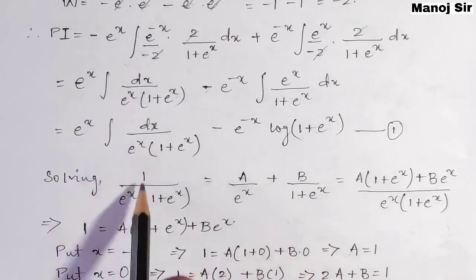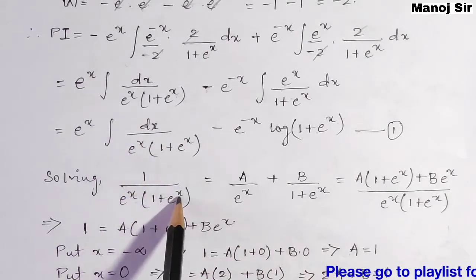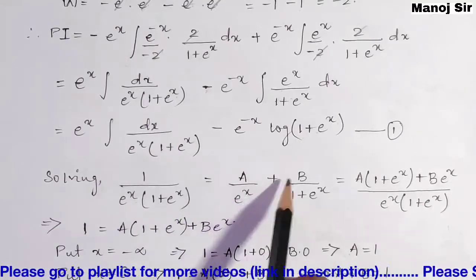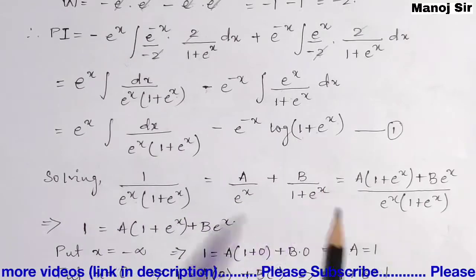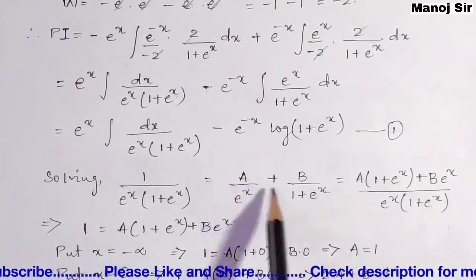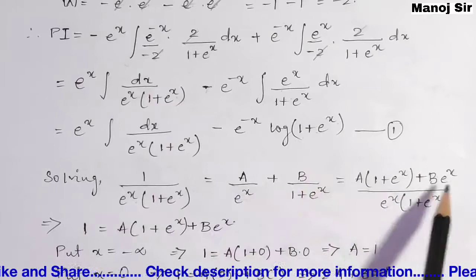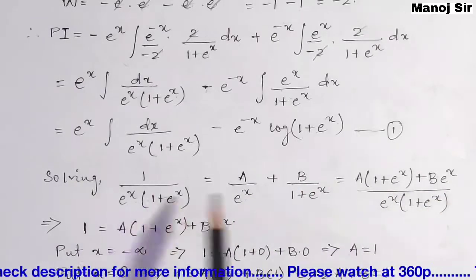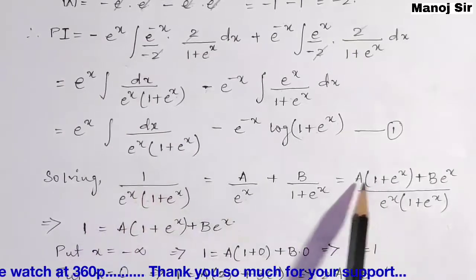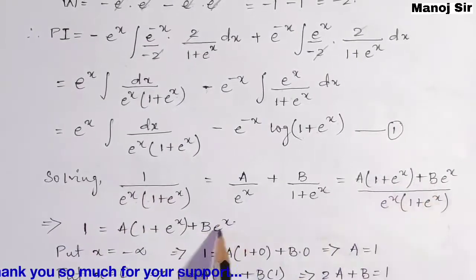this part, that is 1 upon e to the power x into 1 plus e to the power x, using partial fractions, that is a upon e to the power x plus b upon 1 plus e to the power x. If you take LCM, that is e to the power x into 1 plus e to the power x, a is multiplied with this and b is multiplied with this. Now if you equate this with this, the denominator gets cancelled, what is left is 1 equals a into this plus b into e to the power x.